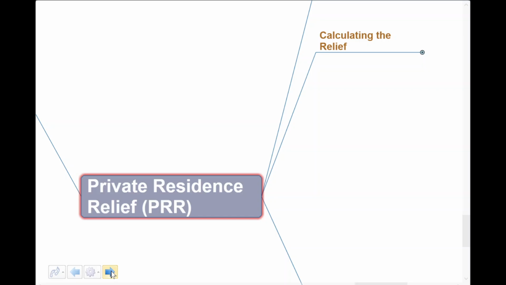Another area, different. This is private residence relief. So we've left now chattels, wasting assets, and we've also left land and buildings. Got their own rules.